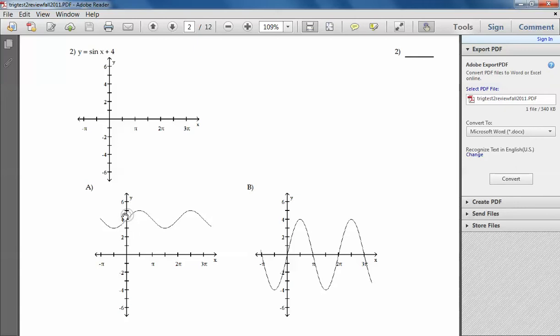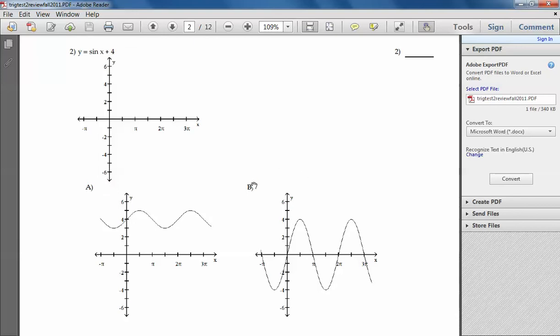It does cross at that, and then we go up, have a high point, down. This is where your function would usually cross the x-axis at pi. Down, down, have a low point, and then start back up, and it would touch the axis again at 2 pi. So it's got to be A. That's a sine graph that's shifted up 4 units.